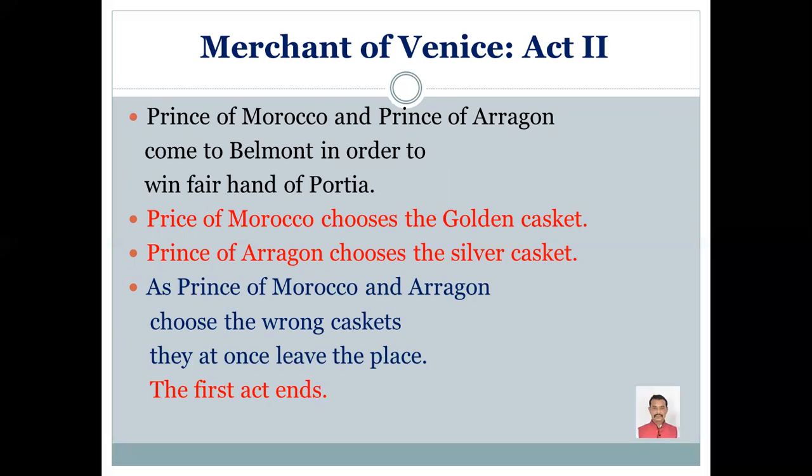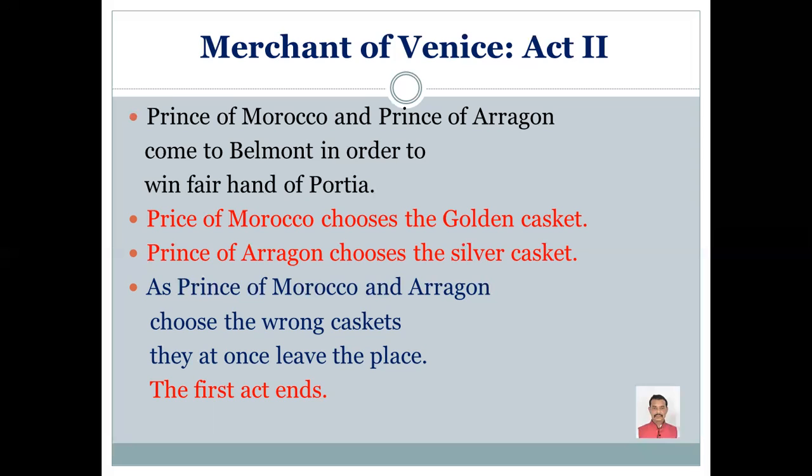The Prince of Aragon is the next one who tries his luck in the lottery of the caskets. He enters the room, and once again he sees all those 3 caskets, and he wants to get the casket which contains the full-length portrait of Portia, and win the fair hand of Portia. Then he starts thinking over it, and he chooses the silver casket which has the inscription: "Who chooses me shall have as much as he deserves." And when he opens it, he thinks, okay, I deserve the fair hand of Portia.